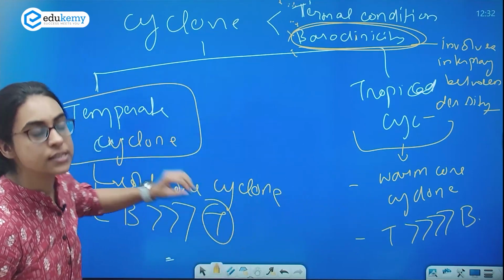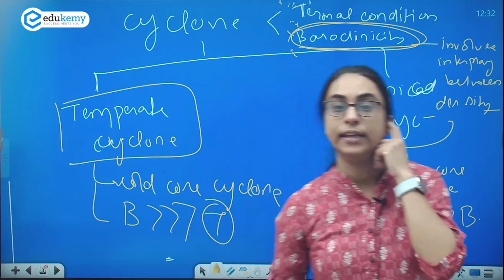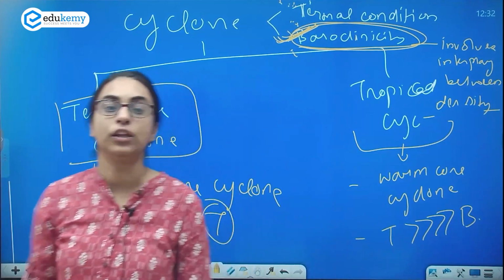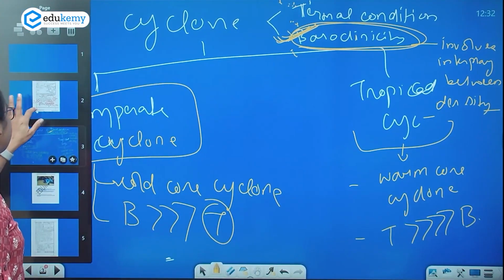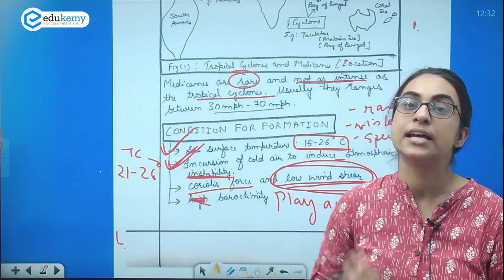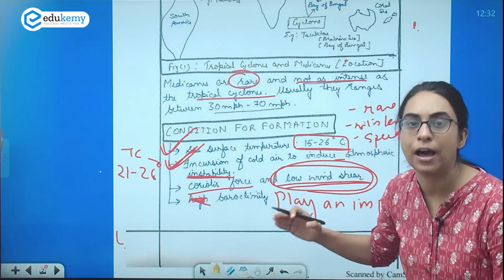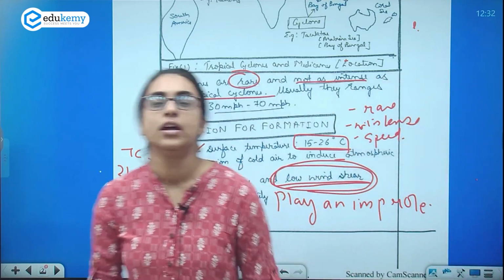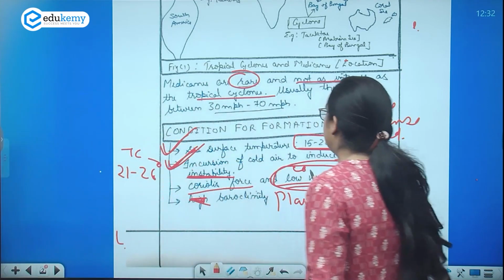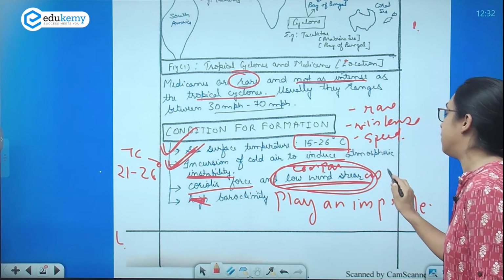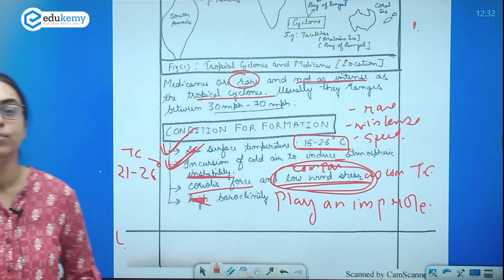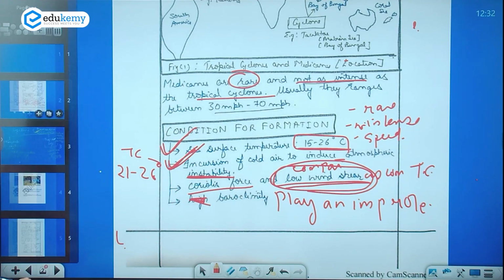Why have I touched upon this? I said that in the formation of Medicane, baroclinicity also plays an important role. So what are the conditions for the formation of Medicane? Sea surface temperature between 15 to 26 degrees Celsius. You need Coriolis force. Baroclinicity plays an important role, and you have comparatively low wind shear as compared to the tropical cyclone. And the incursion of cold air induces atmospheric instability.